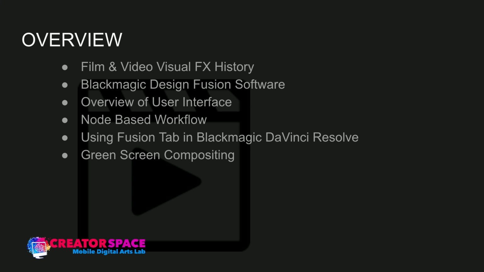Using the Fusion tab in Blackmagic DaVinci Resolve is the next thing we're going to do, and then green screen compositing. We'll look at some demonstrations of how we can get into compositing, and that's really one of the key things: green screen work, compositing in general, bringing two shots together. There are different ways of doing it, but we really want to look at green screen, because that's a very common, important aspect of any kind of film and video visual effects work.